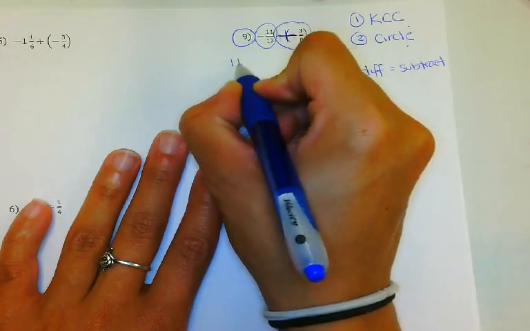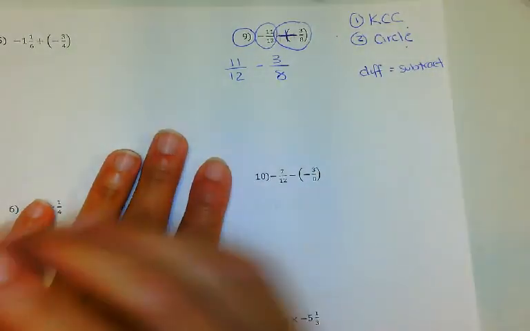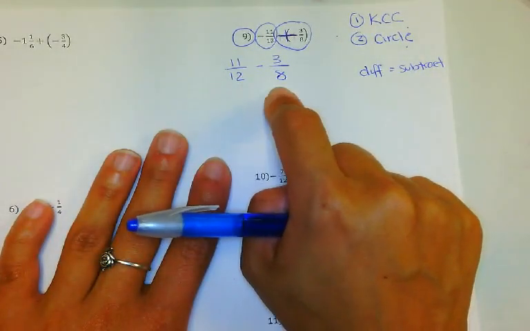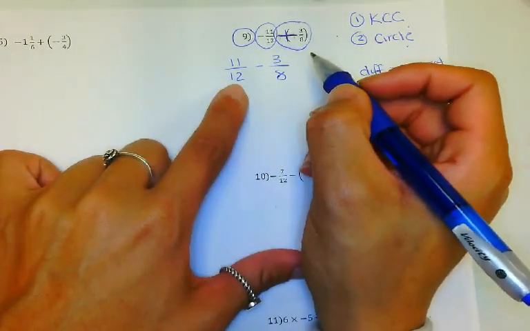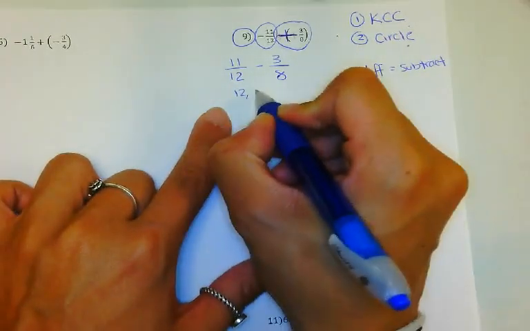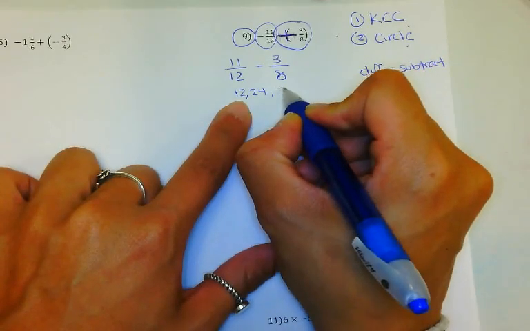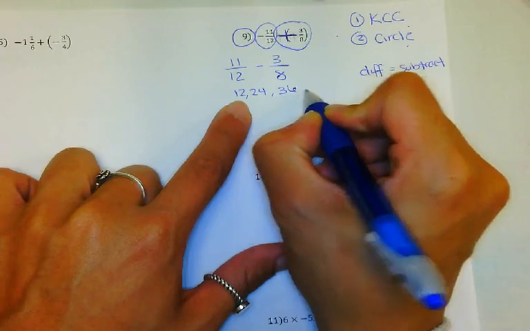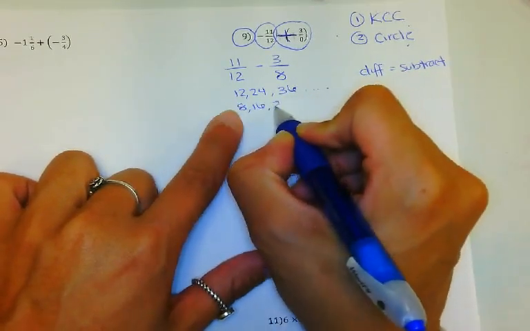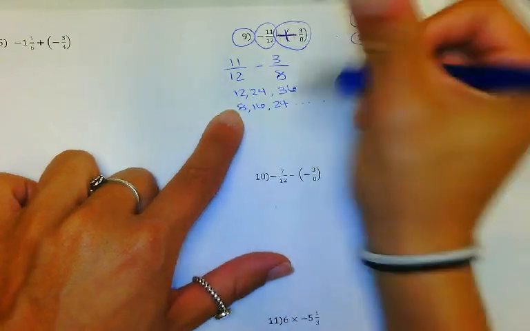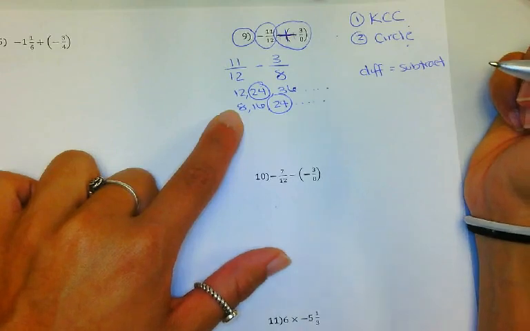Now, whenever we subtract fractions, we cannot do this because the bottom is not the same. So what we have to do is we have to find a common denominator. So I'm going to look at the factors of 12. So we have 12, 24, 36, on and on and on. For 8, we have 8, 16, 24, on and on and on. Well, look, 24 is in both of those lines, meaning 24 is my common number.